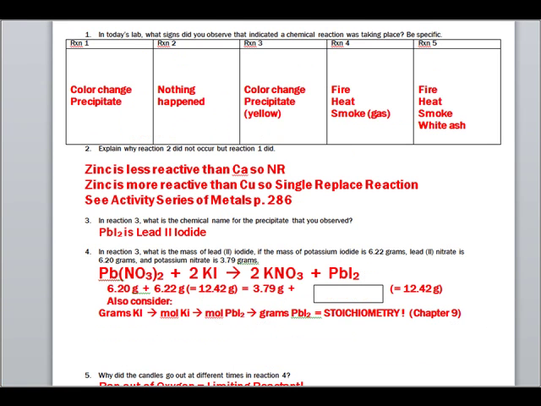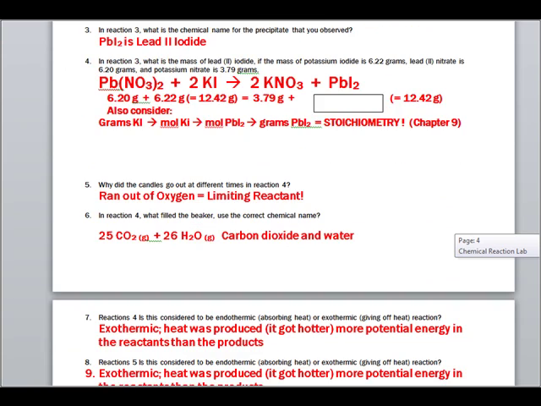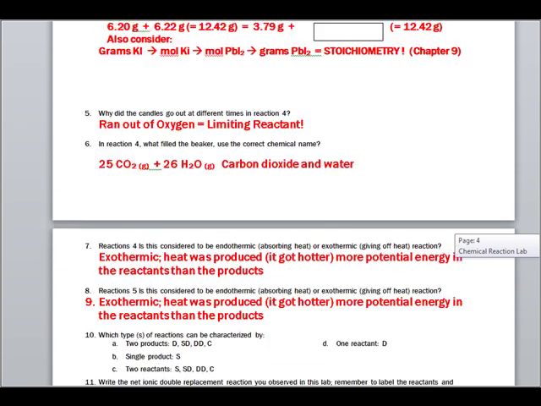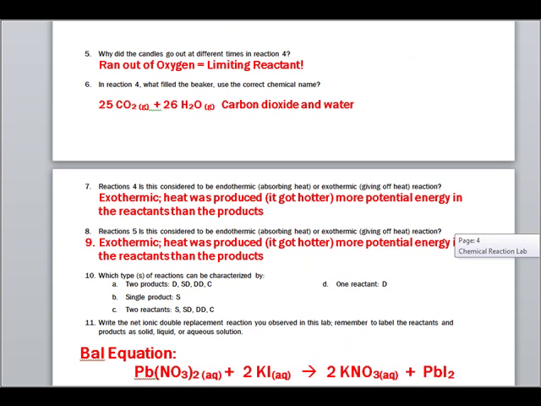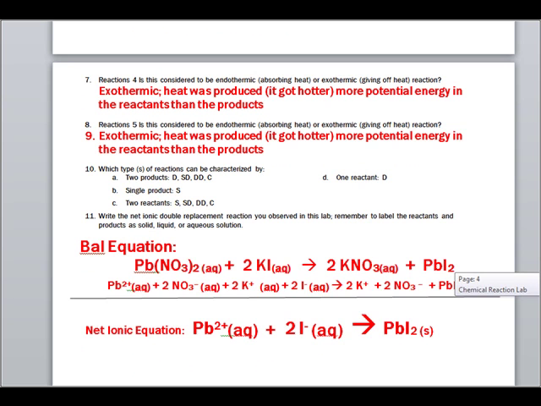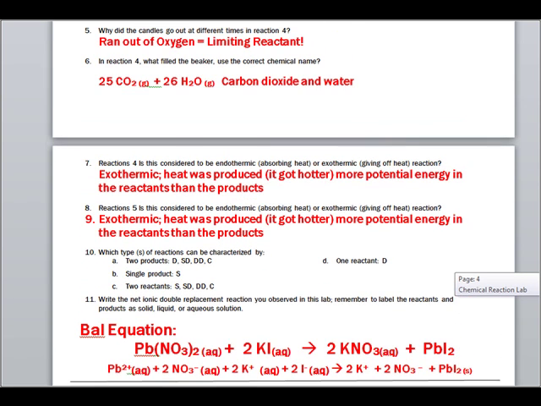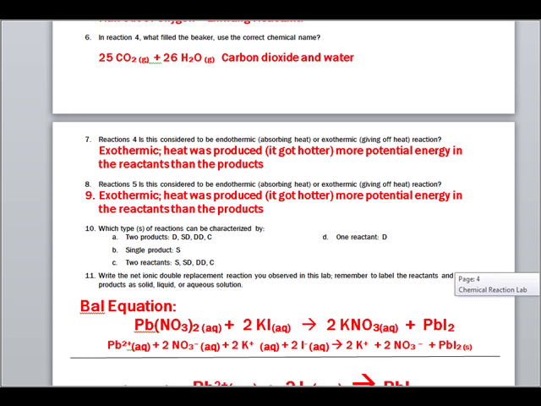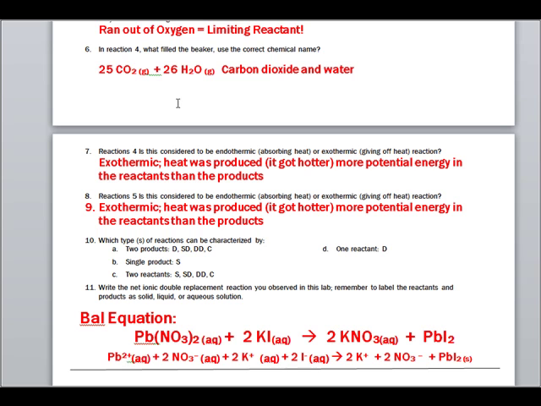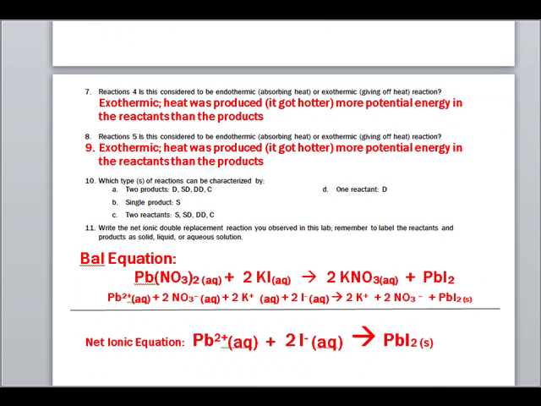Now, these last questions are pretty straightforward here. Boom, boom, boom. Why did the candles go out at different times in reaction 4? Because we ran out of oxygen. Oxygen was a limiting reactant. In reaction 4, what filled the beaker? The chemical names of what filled the beaker. Well, CO2 and H2O, carbon dioxide and water, or dihydrogen monoxide, right?